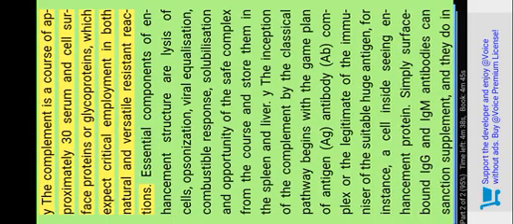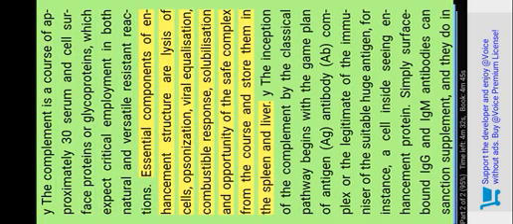The complement is a system of approximately 30 serum and cell surface proteins or glycoproteins, which play a critical role in both innate and adaptive immune responses. Essential components of complement function are lysis of cells, opsonization, viral neutralization, inflammatory response, solubilization and clearance of immune complexes from the circulation and storing them in the spleen and liver.